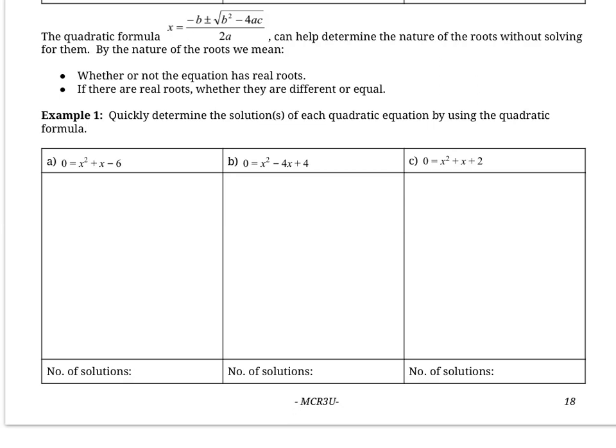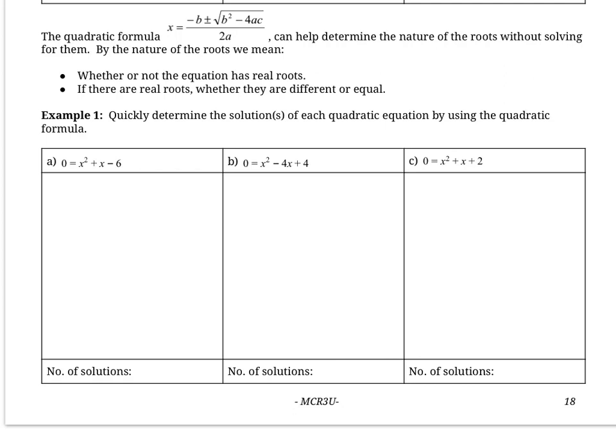If we wanted to solve a quadratic equation, we could always use the quadratic formula. The quadratic formula is always going to work, and it can also help us determine the nature of roots without solving for them. We're going to go through that next. Just so we're all on the same page, when we say the nature of roots, we mean whether or not the equation has real roots, and if there are real roots, whether they're different or equal. That really means: is there one solution, two solutions, or no solutions?